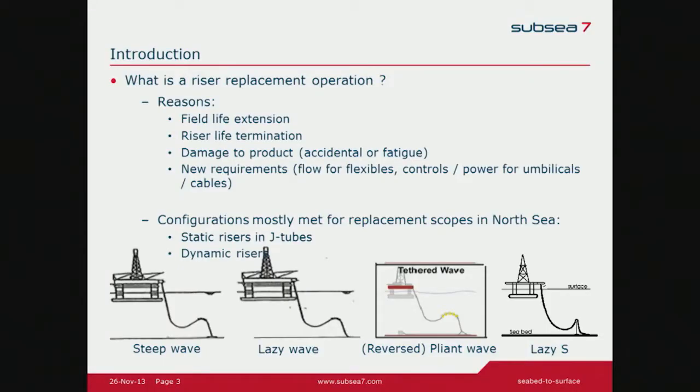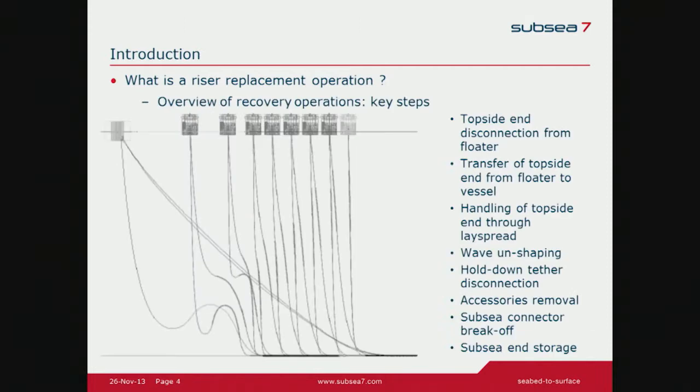The configurations that we see mainly in the North Sea are static risers pulled through J-tubes, but also dynamic risers like steep wave, lazy wave, reversed pliant wave or pliant wave, and the lazy S. In the next slides, I will mainly mention this tethered wave configuration. So I just wanted to give you a bit of an overview.